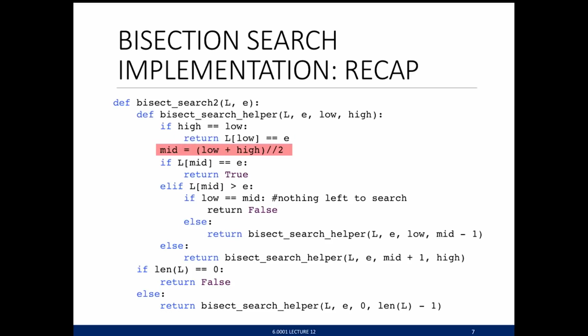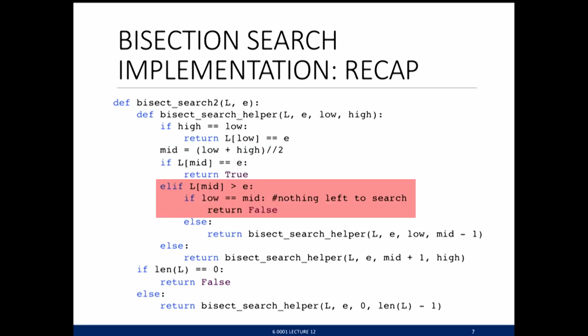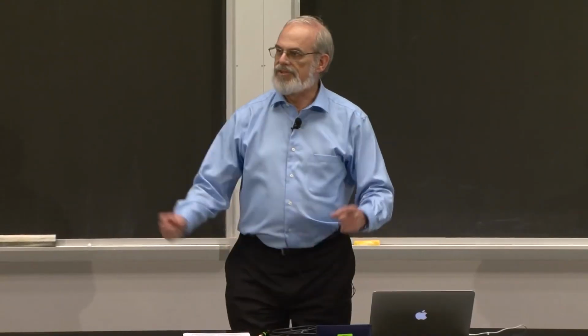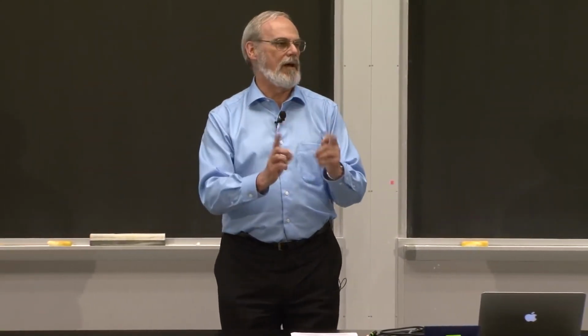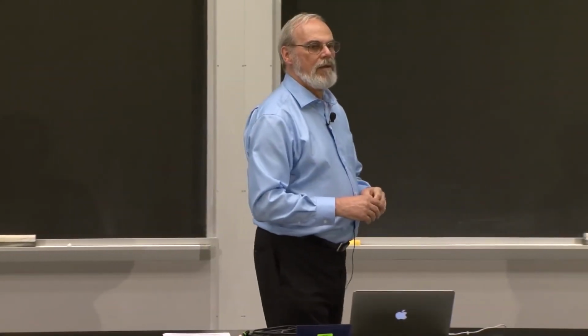Otherwise, pick something halfway in between and ignore this case for the moment. Basically, then check to see, is the thing at that point bigger than E, in which case I'm in general going to call this only with from the low point to the midpoint. Otherwise, I'm going to call this with the midpoint to high. And that was just this idea of keep cutting down in half the size of the list.